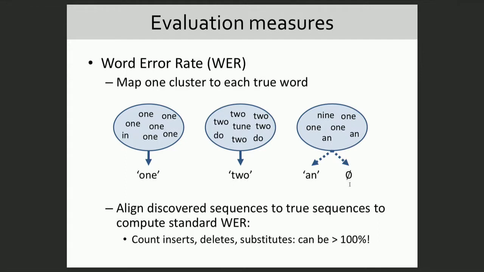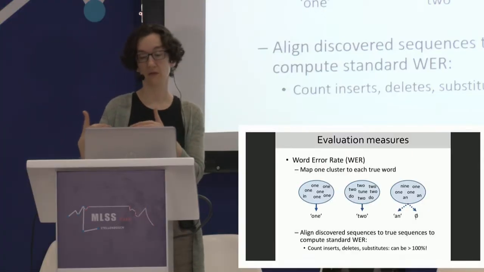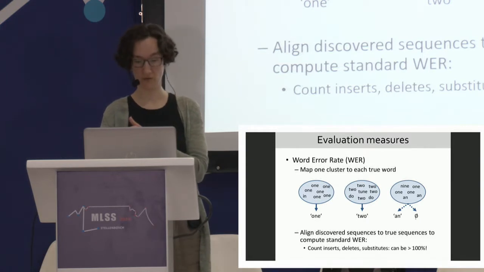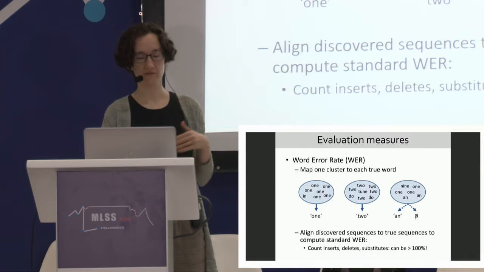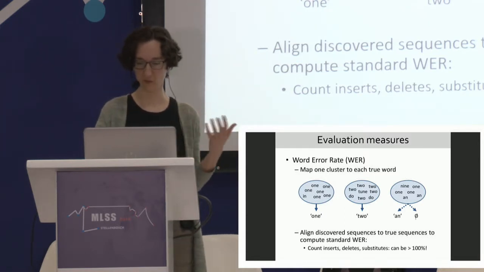Okay, so we computed this one-to-one mapping word error rate, and then we also computed a many-to-one word error rate where we are allowed to map this also onto the 1 cluster, which obviously can give us better scores. It's a little bit more lenient.